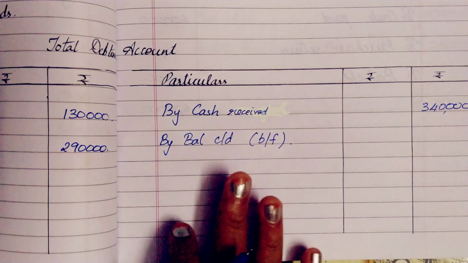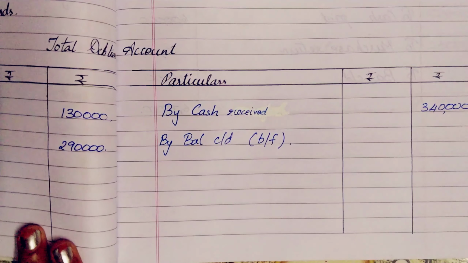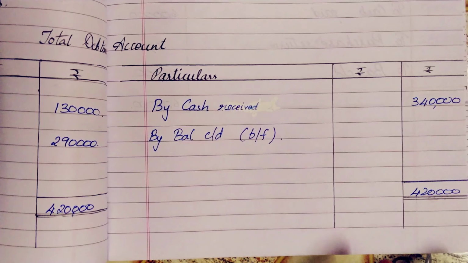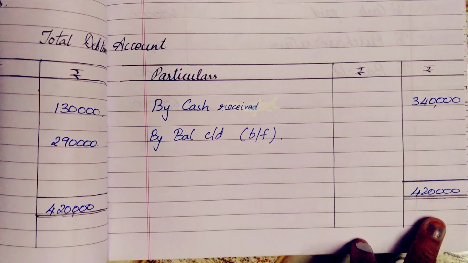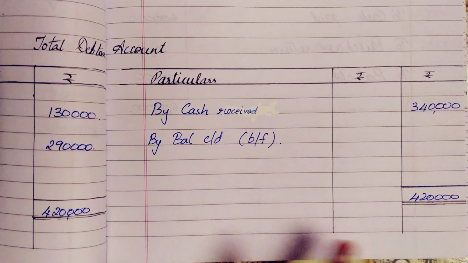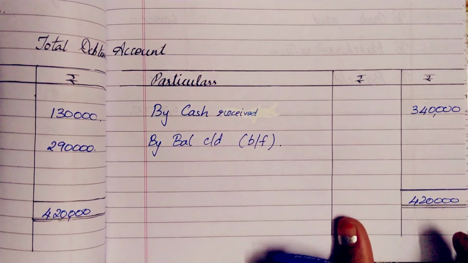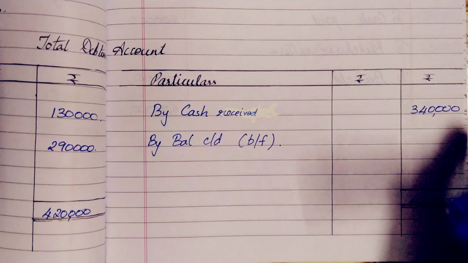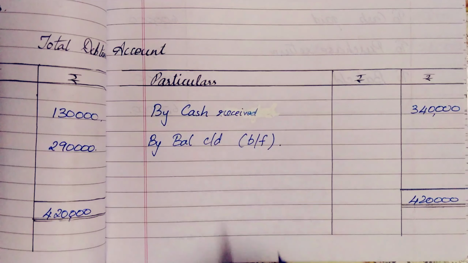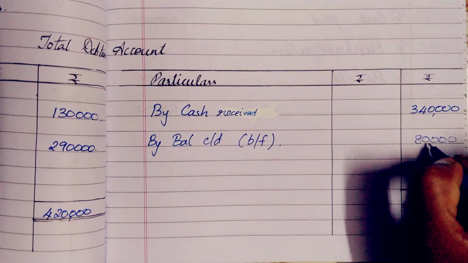Obviously, since the balancing figure or the answer is going to be on the credit side, we take the debit side total as a grand total. So I've written down the grand total, 4,20,000 and 4,20,000, in both the debit and the credit side of the total debtors account. Still on the credit side, we have to subtract 3,40,000 from 4,20,000 to get the closing balance of debtors. That is going to be rupees 80,000.